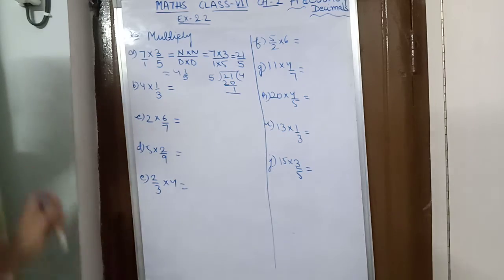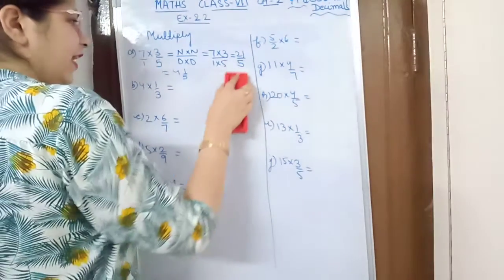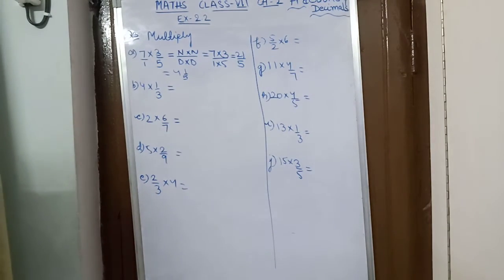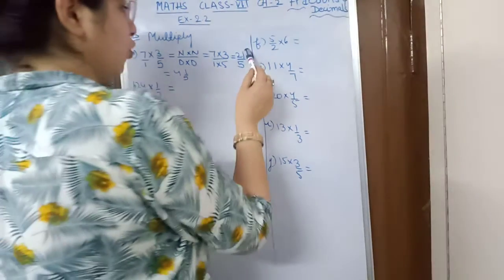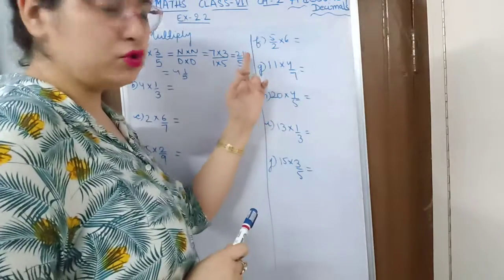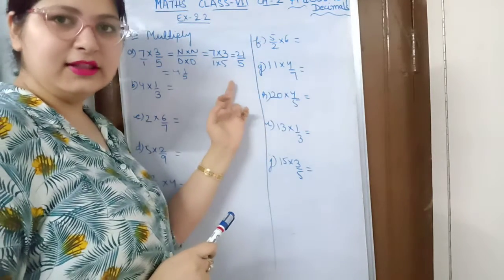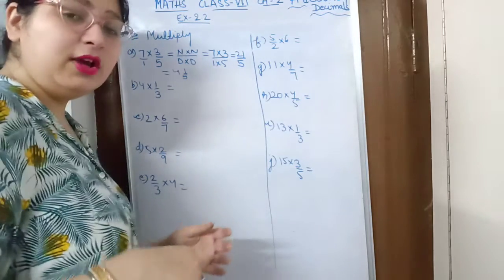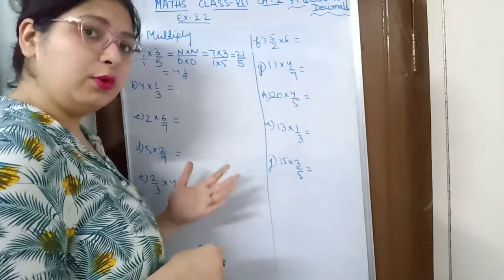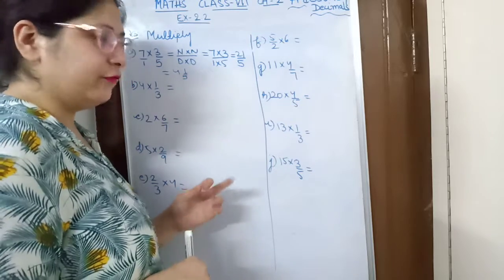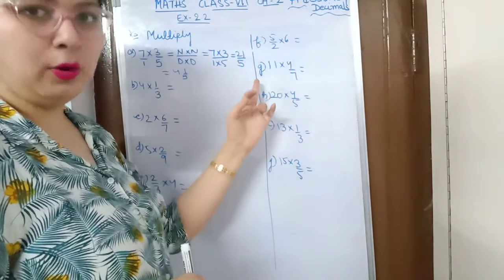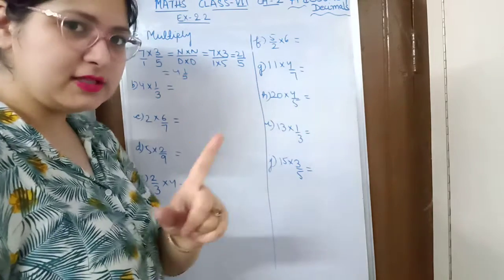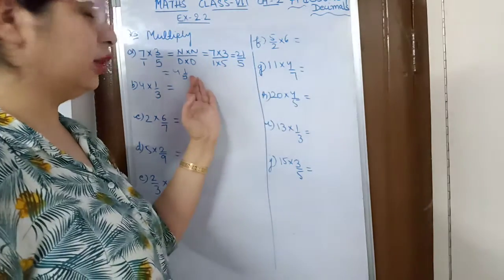Why have we directly solved it? Because between 21 and 5 there is no common factor, so we cannot reduce it to lowest form other than this. This itself is in the lowest form. How do we get to know that we have to convert into lowest terms? If there is some common factor between numerator and denominator. Here, between 21 and 5 there is no common factor, only 1 is the common factor, so we have just converted into mixed fraction.